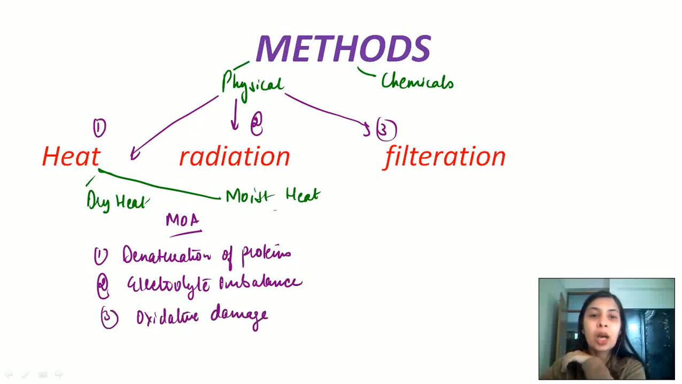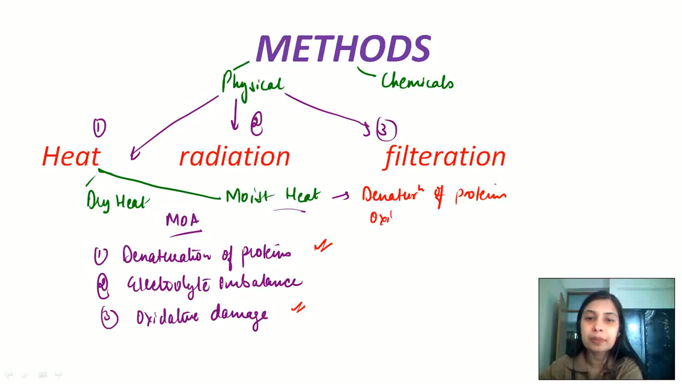In moist heat, again we have denaturation of the proteins and we have oxidative damage. Only electrolyte imbalance is not there. So what are the mechanisms of action in moist heat? We have denaturation of proteins and we have oxidative damage.